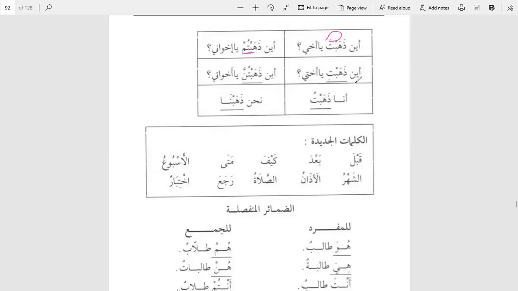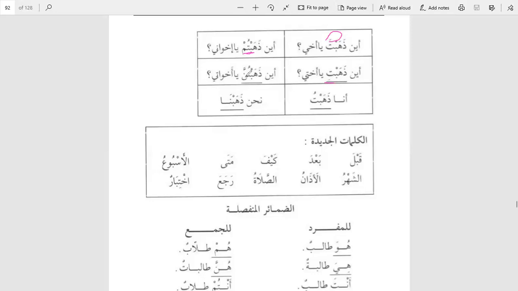Okay, let's look at when it is feminine. We say aina dhahabti. Look at this. Aina dhahabti ya ikhwati. So we are addressing my sister who is present. You say aina dhahabti because the person is present. So look at the difference. Ta and ti. It's referring to the second person who is present.